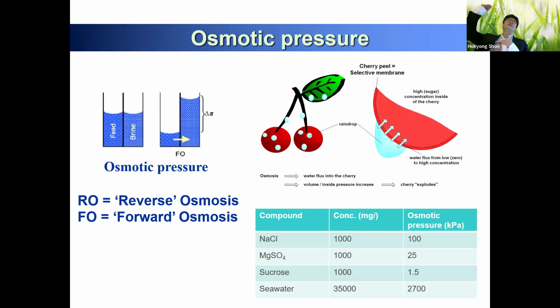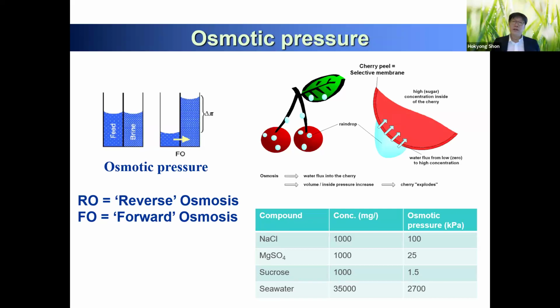So as concentration increases, osmotic pressure increases. And sugar is organic, so it has a very low osmotic pressure. Compared to 1 gram of salt, 1 gram of sucrose has an osmotic pressure of 0.01 bar, 1.5 kilopascal. Sugar is not really ionized, it's just dissolved, so you cannot create a very high osmotic pressure. If you want to create high osmotic pressure, it has to be ionized, like an inorganic salt.